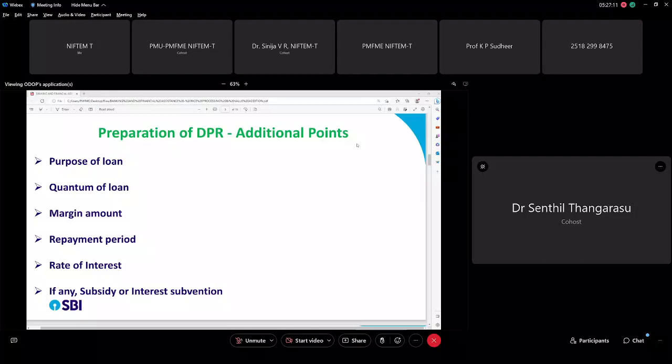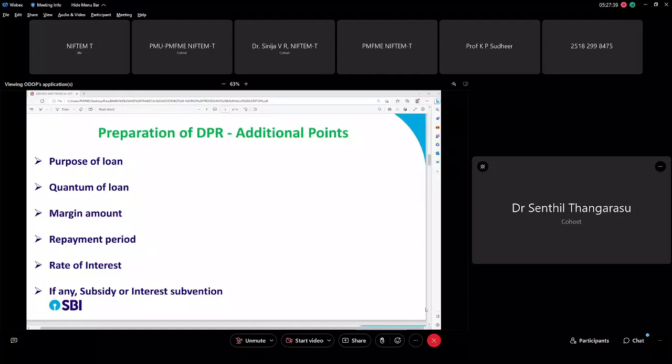Now, you have submitted your proposal to the banker. Banker first will see the CIBIL report. Based on the CIBIL report, your proposal will be taken further. Suppose you are applying for a proposal through a portal, you have to register and apply online, or you can directly give the proposal to the branch. Wherever the branch is available in the service area, you can submit your proposal to the bank.